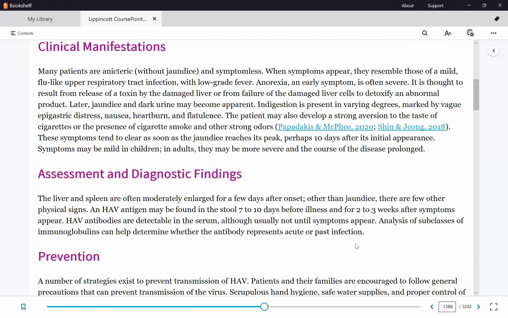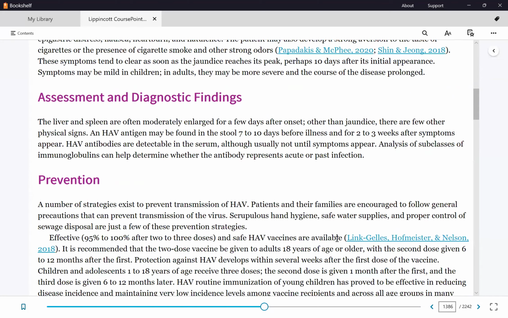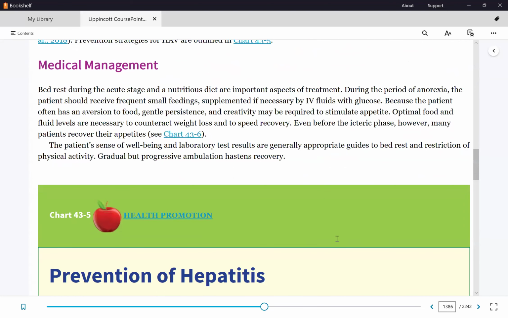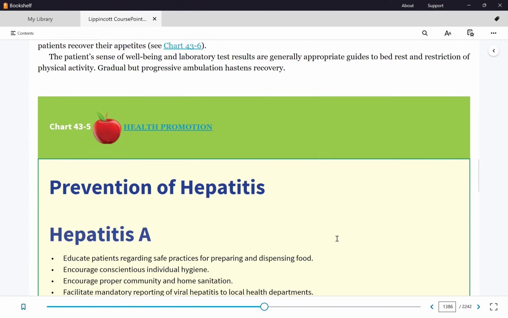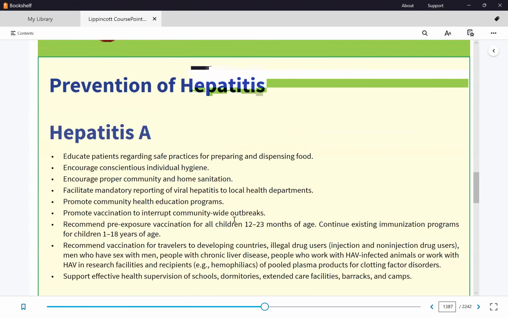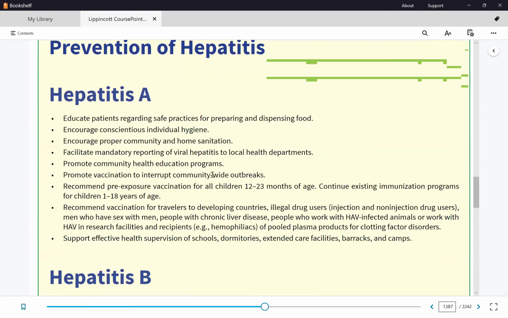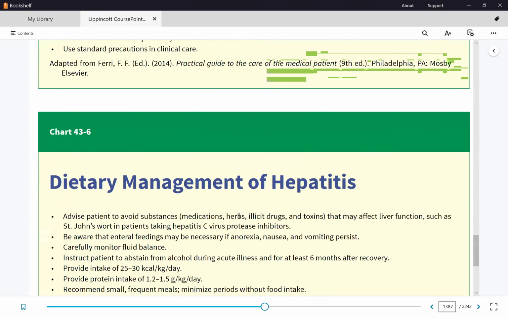So again, for the test questions on the exam, I won't read the whole thing for you. You will be tested on transmission. If you know how it is transmitted, then you would know how to prevent it, right? So here's the summary, chart 43-5. Here's the prevention for hepatitis A, B, C.